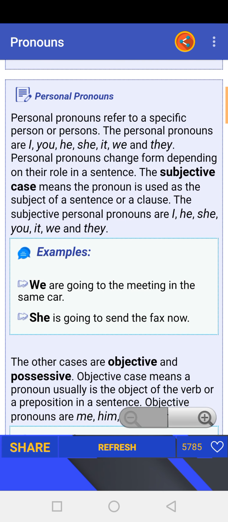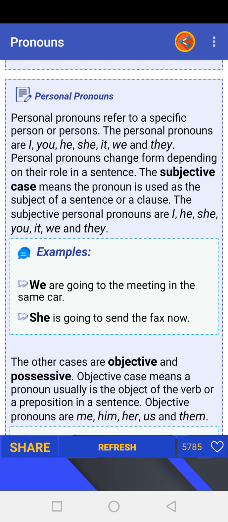So let's begin with personal pronouns. There are three categories of personal pronouns: subject personal pronouns, object personal pronouns, and possessive personal pronouns. So now we'll see the subject personal pronouns. Personal pronouns refer to a specific person or persons. The personal pronouns are I, you, he, she, it, we, and they. These are the subject personal pronouns.